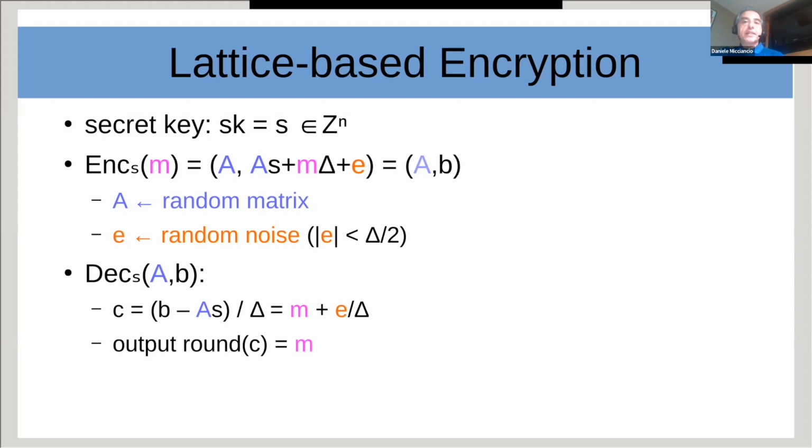And this ciphertext can be decrypted simply by subtracting AS from B. Now, if you remove AS from B, you are left with M delta plus E. And if you divide this expression by delta, you will have M with a perturbation equal to E over delta. And that's why if the error E is less than delta over 2, then you can simply round this value to the closest integer and recover the message M exactly.